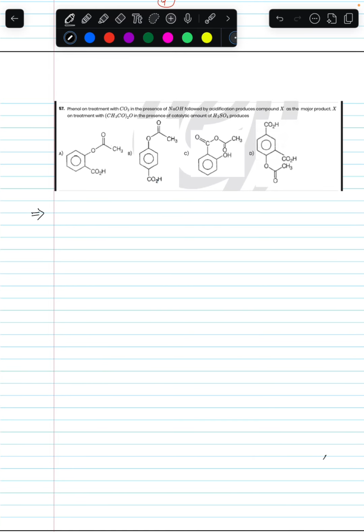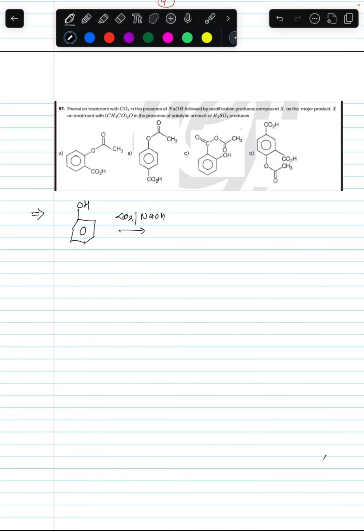Next is question number 57. Phenol is reacted with CO2 in presence of NaOH, followed by acidification. We get compound X as a major product. X on treatment with acid anhydride in presence of a catalytic amount of H2SO4 will give which of the following compounds.